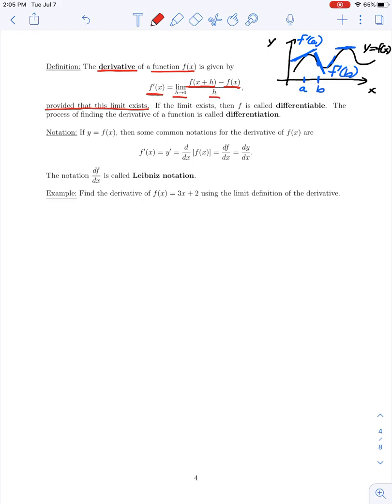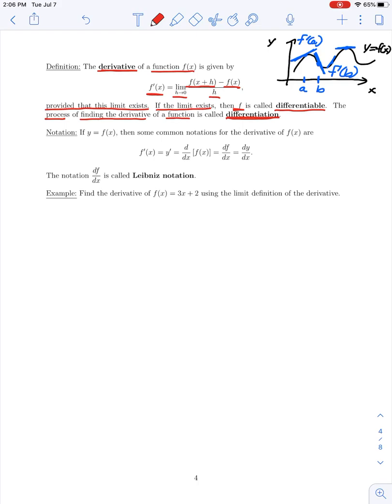So as long as we're looking at points where the graph of our function does not have a corner, a vertical tangent, or a discontinuity. Now, if this limit does exist, the function f is said to be differentiable. If the derivative exists, then the function f is called differentiable. And the process of finding the derivative of a function is called differentiation. A big part of this calculus course will be in differentiation, that is finding the derivative of a given function, and we'll start to see some applications of differentiation a little bit later in the course.